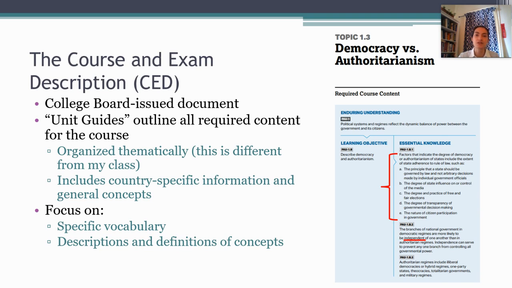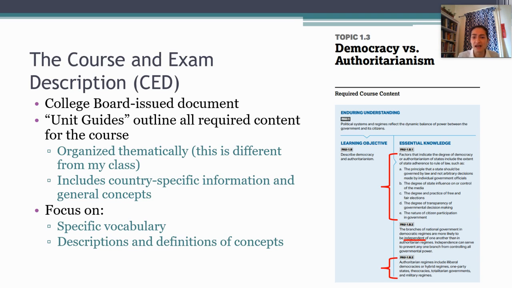The executive, the legislature, the judiciary are all likely to have independent spheres of action where they get to do what they want without significant interference from other branches. So I'm thinking about independence of branches of government. That's going to be an important definitional concept when thinking about democracy.